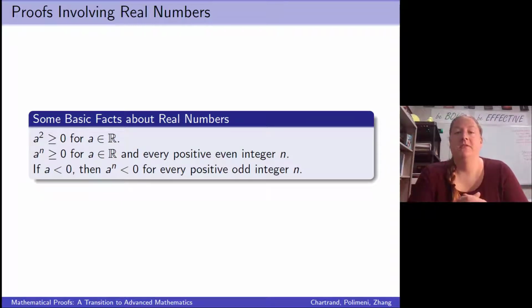So here's some basic facts that we know about the real numbers. We know that if we square a real number, the result is greater than or equal to 0. We know that if we take an even power of a real number, the result is greater than or equal to 0. And we know that if we take a negative real number and take it to an odd power, then the result is going to be negative as well. So these are some basic ideas that we'll be able to use throughout our proofs.